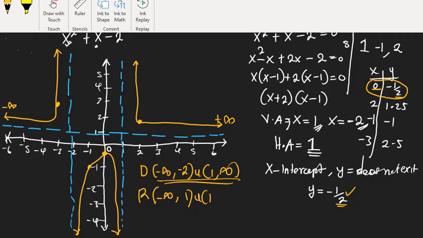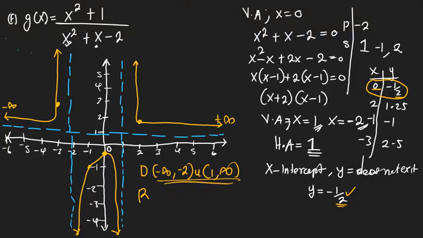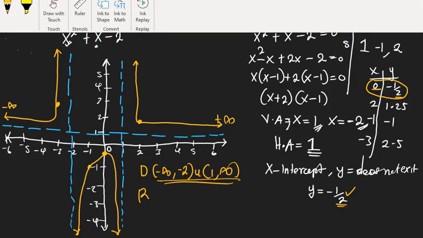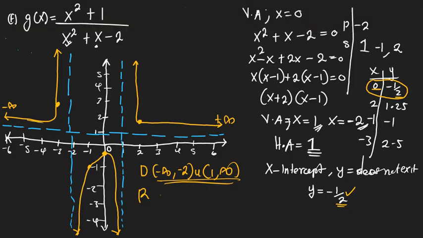Notice how the graph is. The graph is starting from this point. So it's coming from 1 all the way to positive infinity. This is your range. It's coming from this point, going upward. That's how you solve this question, guys.